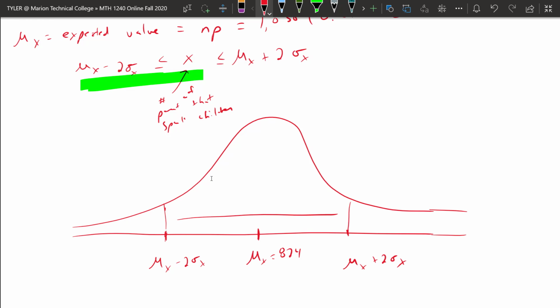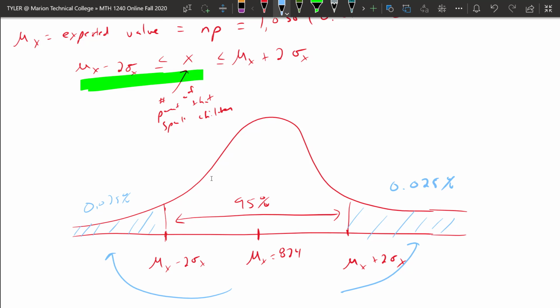And the percentage of data in between here is 95%, using the empirical rule. So if you're within 2 standard deviations, remember that there's 95% of the data. So that means outside of here there's a total of 5%. So there would be 0.025 on this tail and 0.025 on this tail.